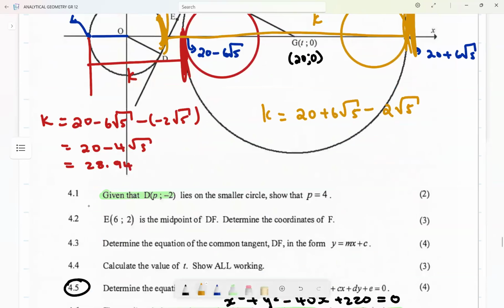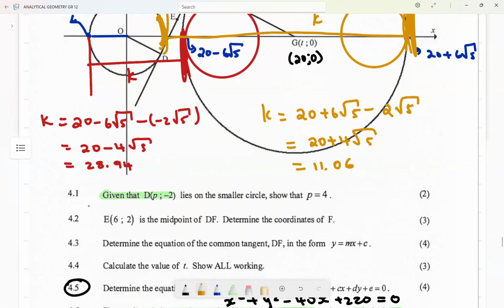Sorry, I get something like, why are the answers the same? This was plus, oh, this was plus, so this one is going to be 20 plus 4 root 5, which is basically 11.06.